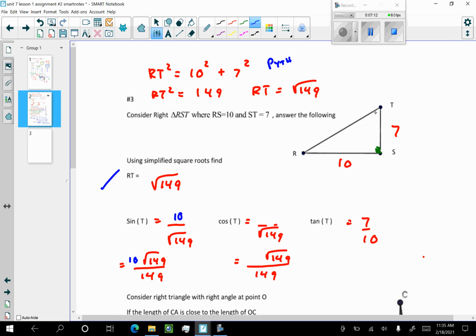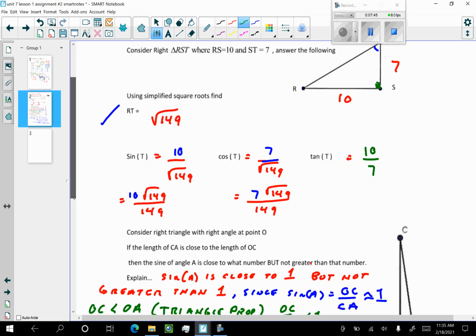The cosine of t is going to be adjacent, and that simplifies to 7 square root of 149 over 149. And then the tangent of t is not 7/10, folks. No, sir. A little error on that rascal, didn't I? The tangent is the opposite over adjacent, so the tangent of t is going to be 10/7. So I'm glad I got that. Okay, so there's the answer to number 3.